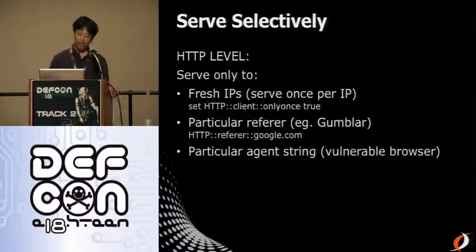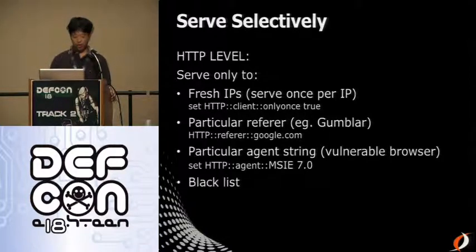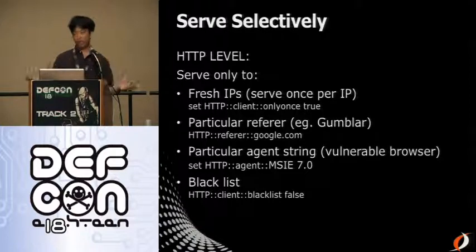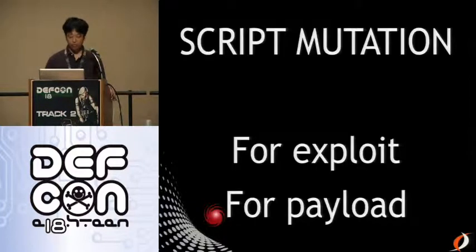Particular agent strings, so that if this exploit is for IE7 only, we want to serve to IE7 only. If you connect with Firefox, we don't want to serve to you. If you're a Google crawler, if you're a Yahoo crawler, we don't want to serve to you. Blacklist. Blacklist of well-known crawler IPs and security vendor IPs. We don't want to serve to those. And that basically covers the first part, which is serve selectively.